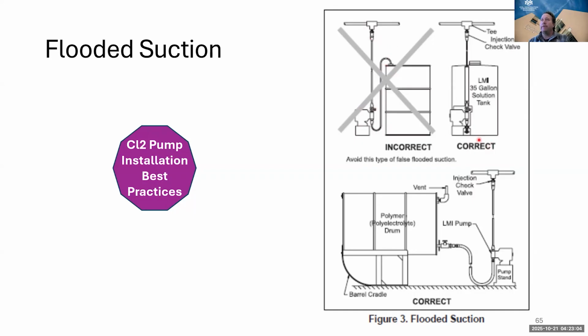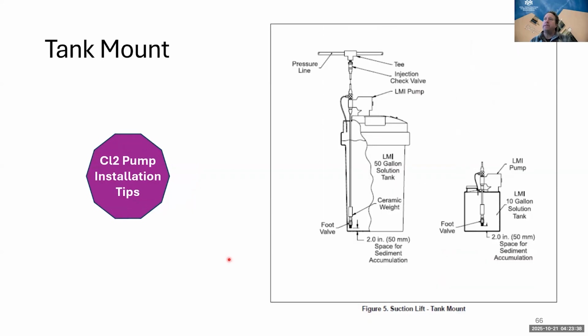Instead, you want to have real flooded suction. Here's an example where the pump is at the bottom of the tank and the suction lift line is at the bottom of the tank. Here's another example where your suction line is plumbed in at the bottom of the tank. And so you always have the weight of your solution on your suction line for your pump, so you're not going to lose prime. It's the absolute best way to set up your pump, but not always easy.